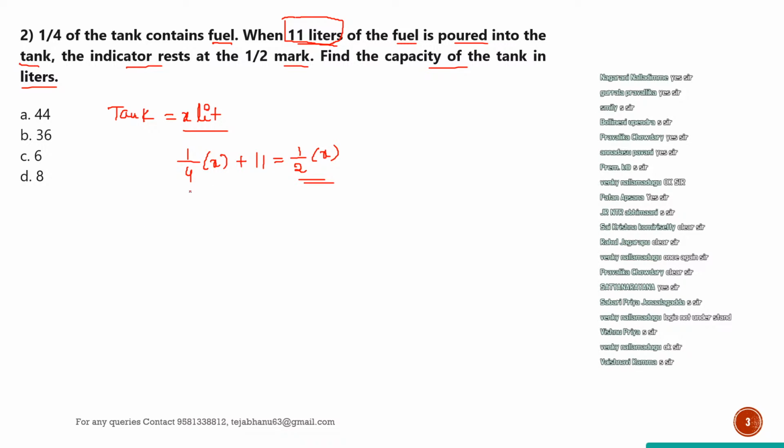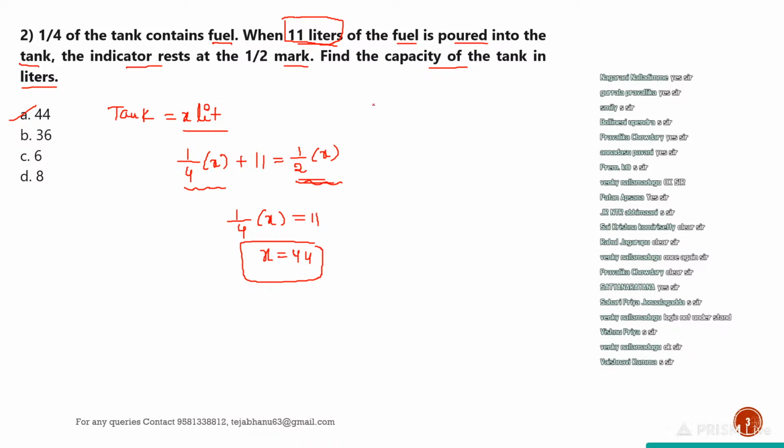Solve it. Which is 1 by 2 minus 1 by 4. It gives us 1 by 4 of X is equal to 11. Then X is equal to 44. That is, the tank consists of 44 liters. I hope it's clear.